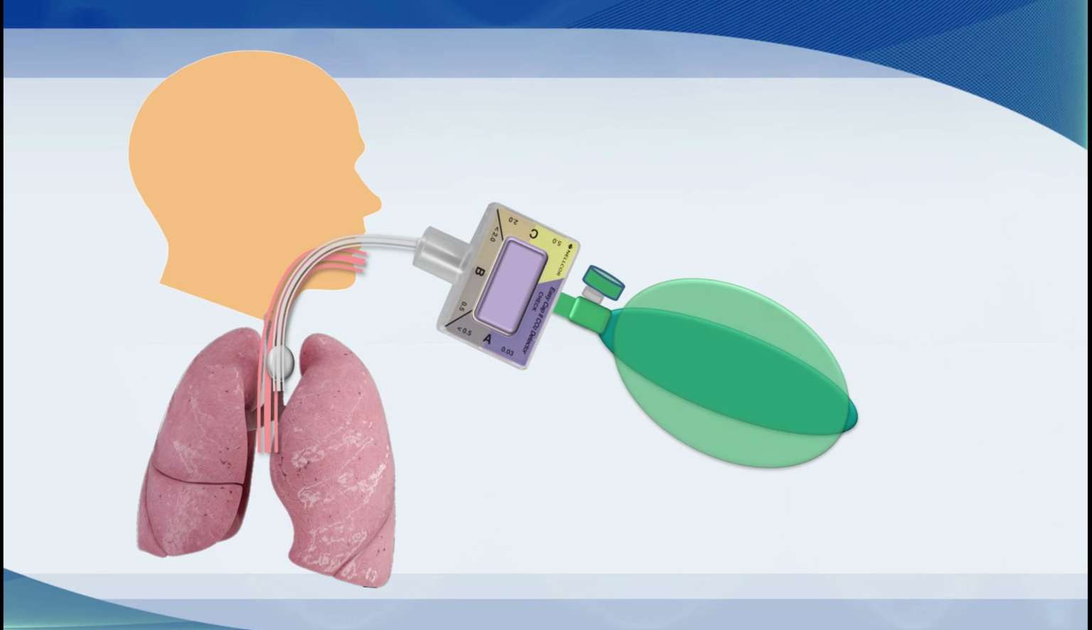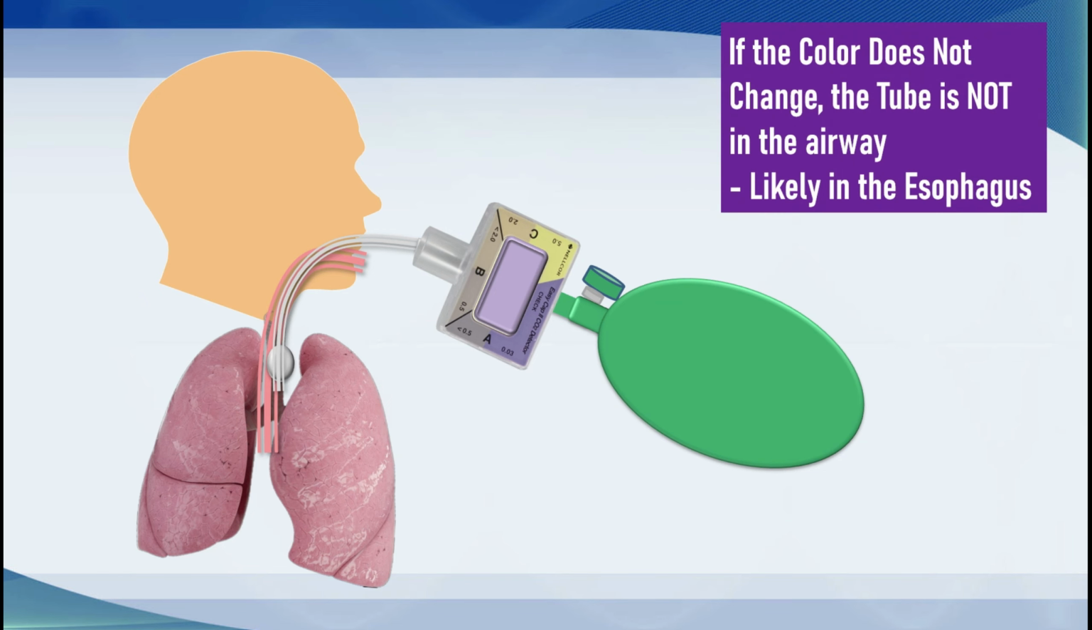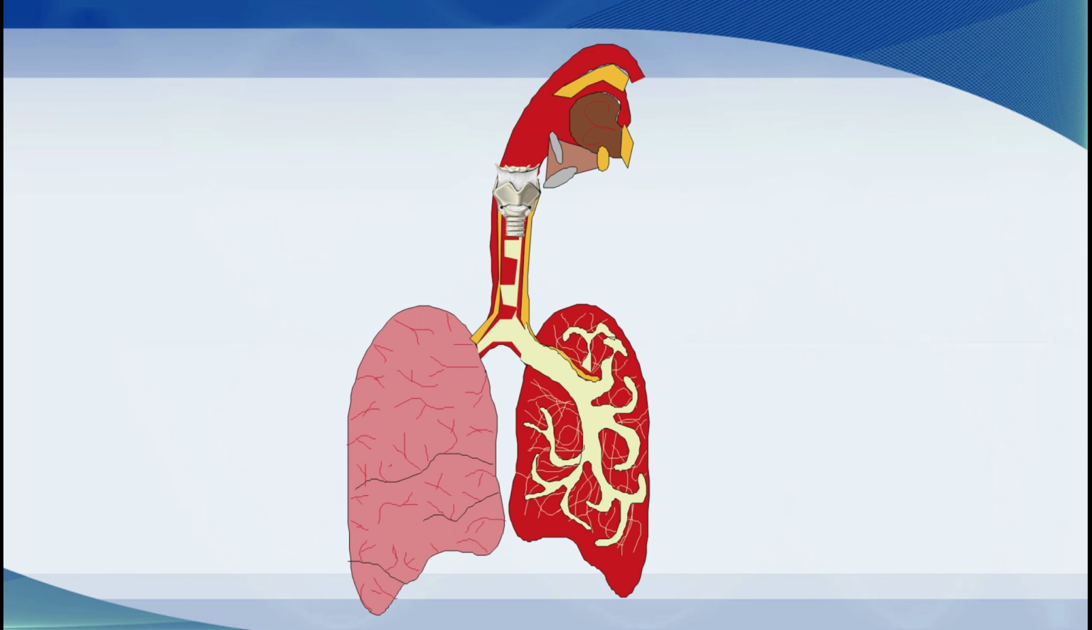When you bag the patient to deliver an inspiration and then the bag refills, if gas passes through the indicator and it does not turn gold, it remains purple, that means that the tube is not in the airway, it's likely in the esophagus. Just because you get CO2 back does not mean that you have successfully intubated the patient. It just means that the tube is not in the esophagus.